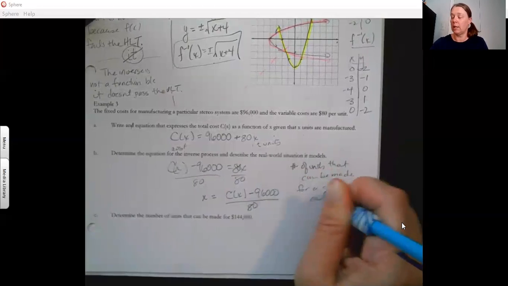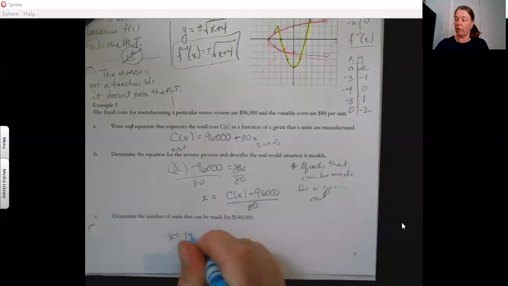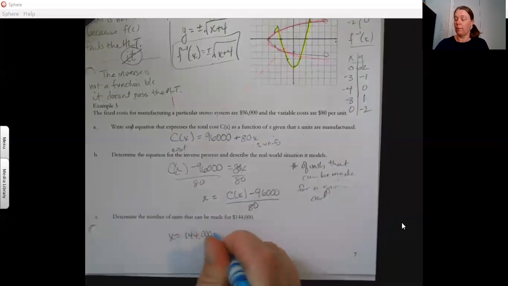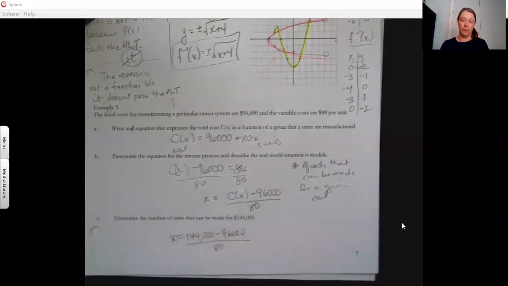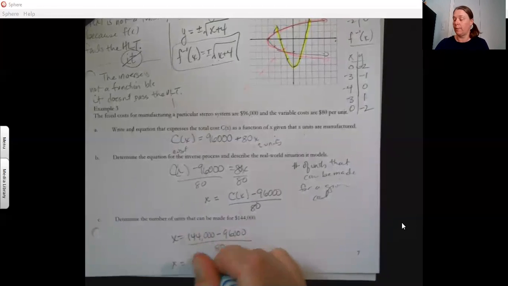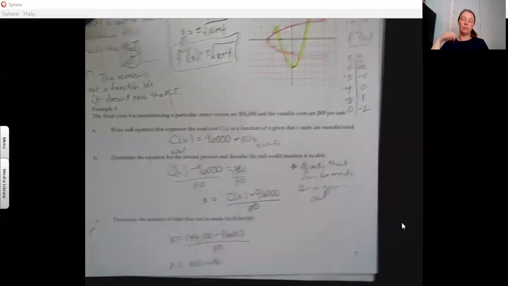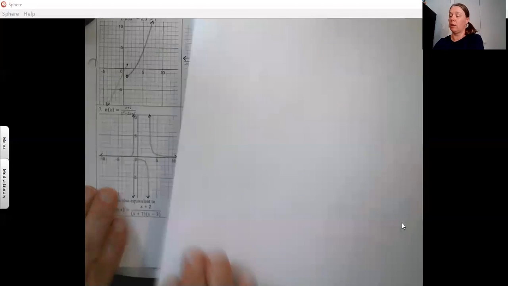So part C says, okay, determine the number of units that can be made for $144,000. That's my C of x, right? So x is 144,000 minus 96,000 all over 80. Okay, so put that in your calculator and figure it out. 600 units.